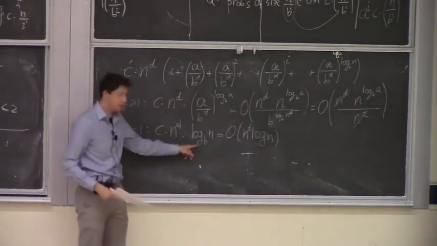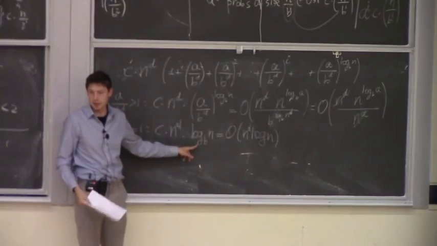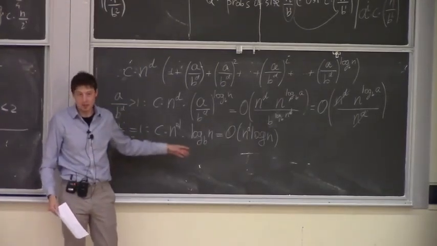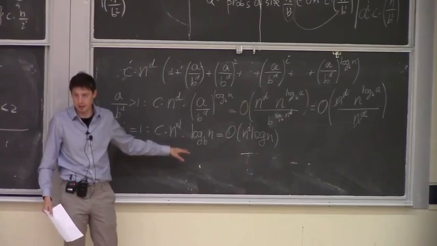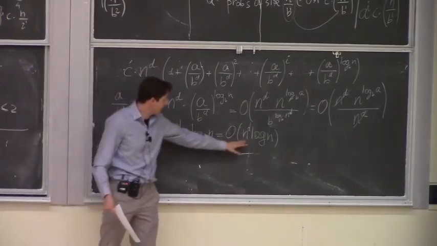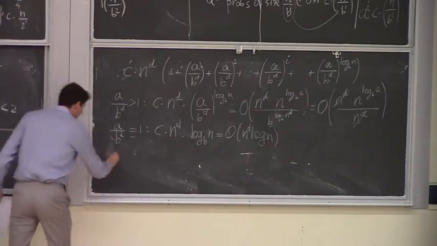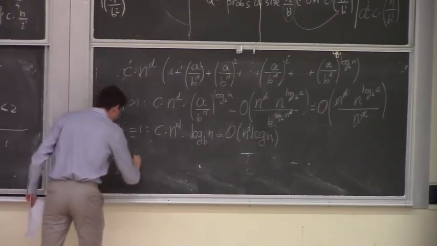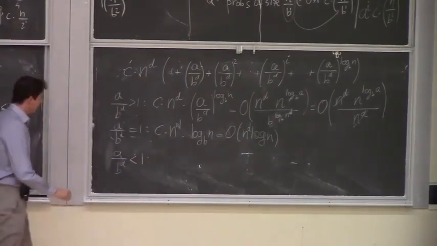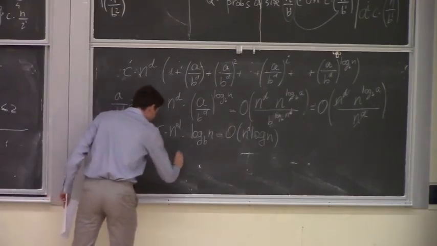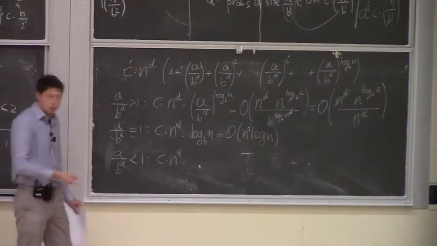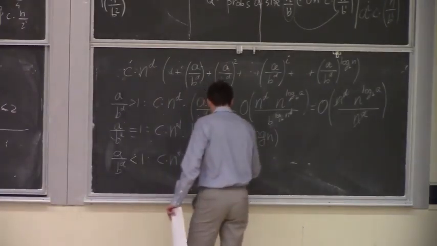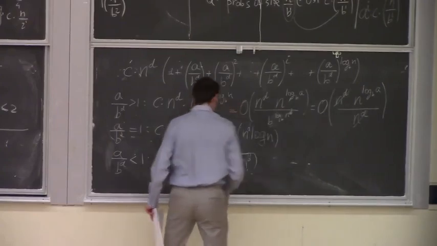Because the base of the log doesn't really matter. It's only a scaling factor of the log function. Notice that it does matter when it's in the exponent. But when it's just sitting around there in the bottom, it's just a scaling, right? So it's just n to the d log n. And in the last case, a divided by b to the d, when it is less than 1, then I have c times n to the d times order of 1, right? Some sort of absolute constant. And this entire thing is n to the d.